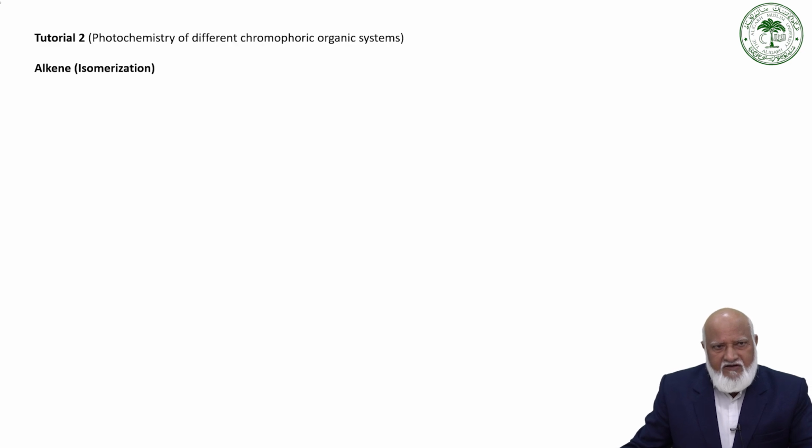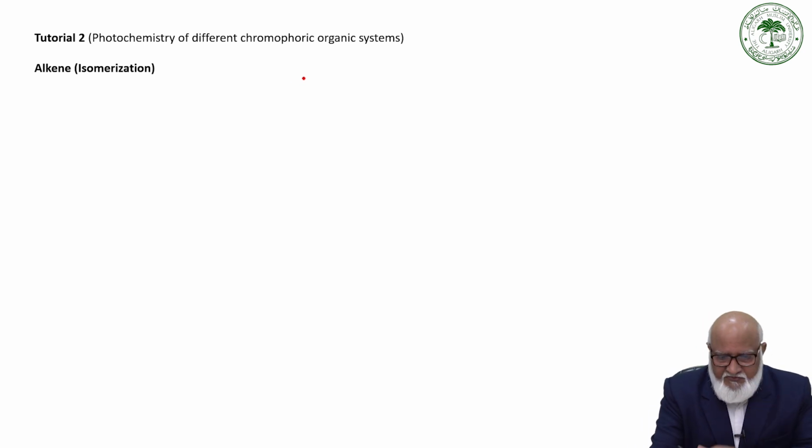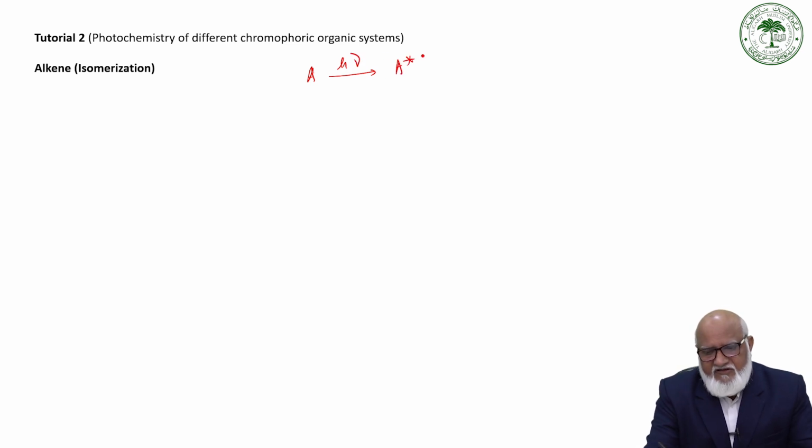Now coming to the main aspects of photochemical reaction, that is the photochemistry of a few selected organic systems. The molecule on absorption of light goes to an excited state, A star, an excited singlet state or excited triplet state. They are high energy, short-lived species. They undergo different photophysical processes like internal conversion and intersystem crossing. These are the non-radiative processes, and the radiative processes are fluorescence and phosphorescence.